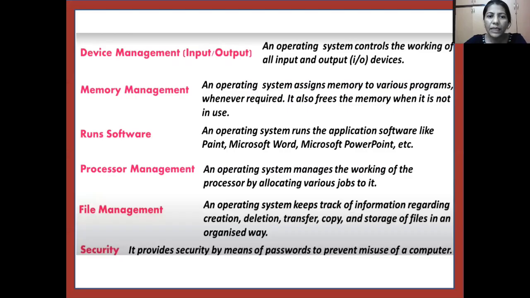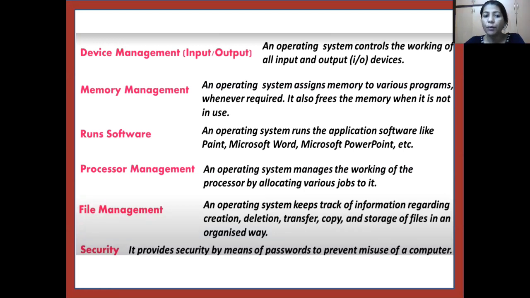The next function is processor management. Operating system, as I have explained, manages all the things. So it manages the processing speed also, how much processing speed should be given to various jobs or tasks. Then the next function is file management. It manages all your files and folders. How do we create, delete, transfer or copy? It manages each and every task related to the files and folders.